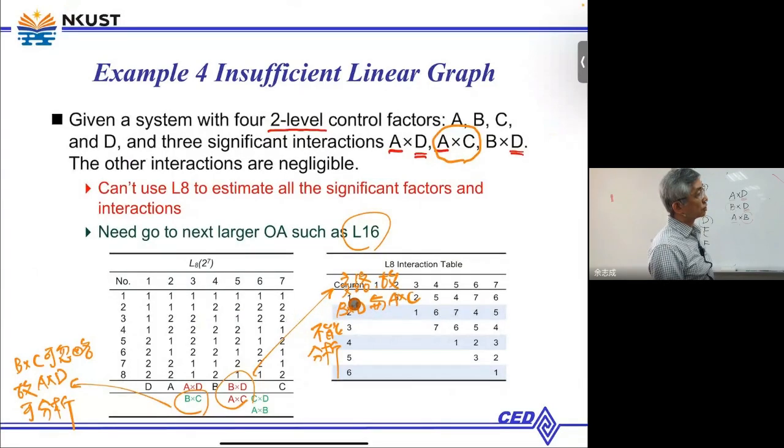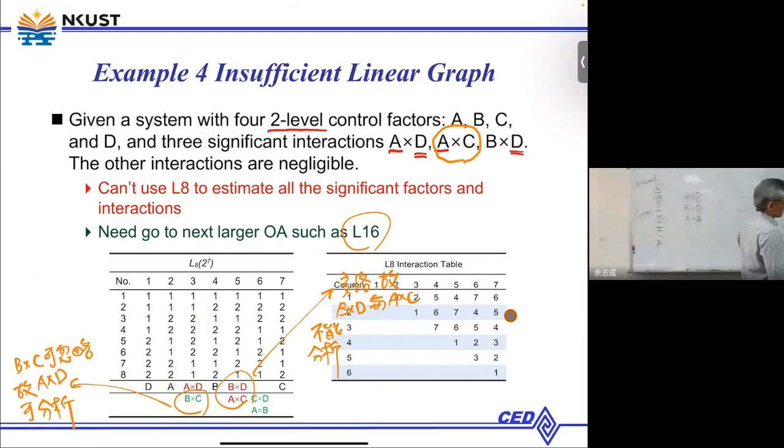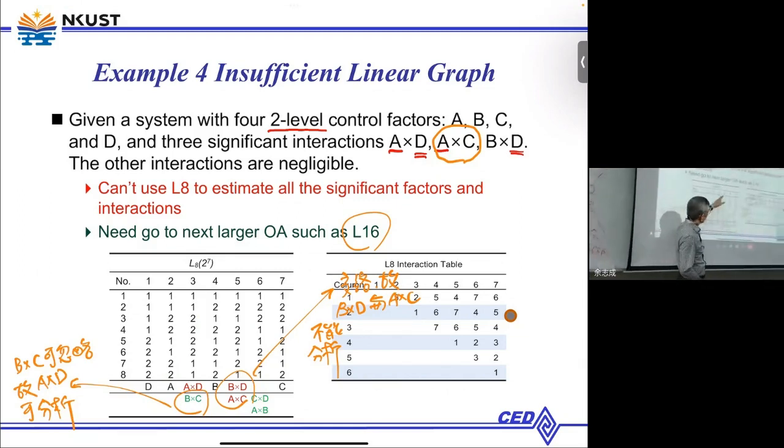The confounding structure shows you that the interaction AC, which is column 2 and column 7, will happen in column 5. Therefore, AC will confound with column 5, which has been occupied by interaction BD already.